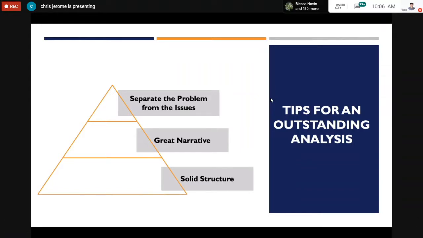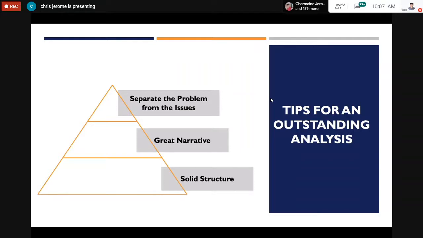And the issue is the manifestation of those problems. Separating both and addressing it is extremely useful when doing case analysis. Now, in my experience, the first two, the structure and narrative, are the low-hanging fruit. It can be easily learned.